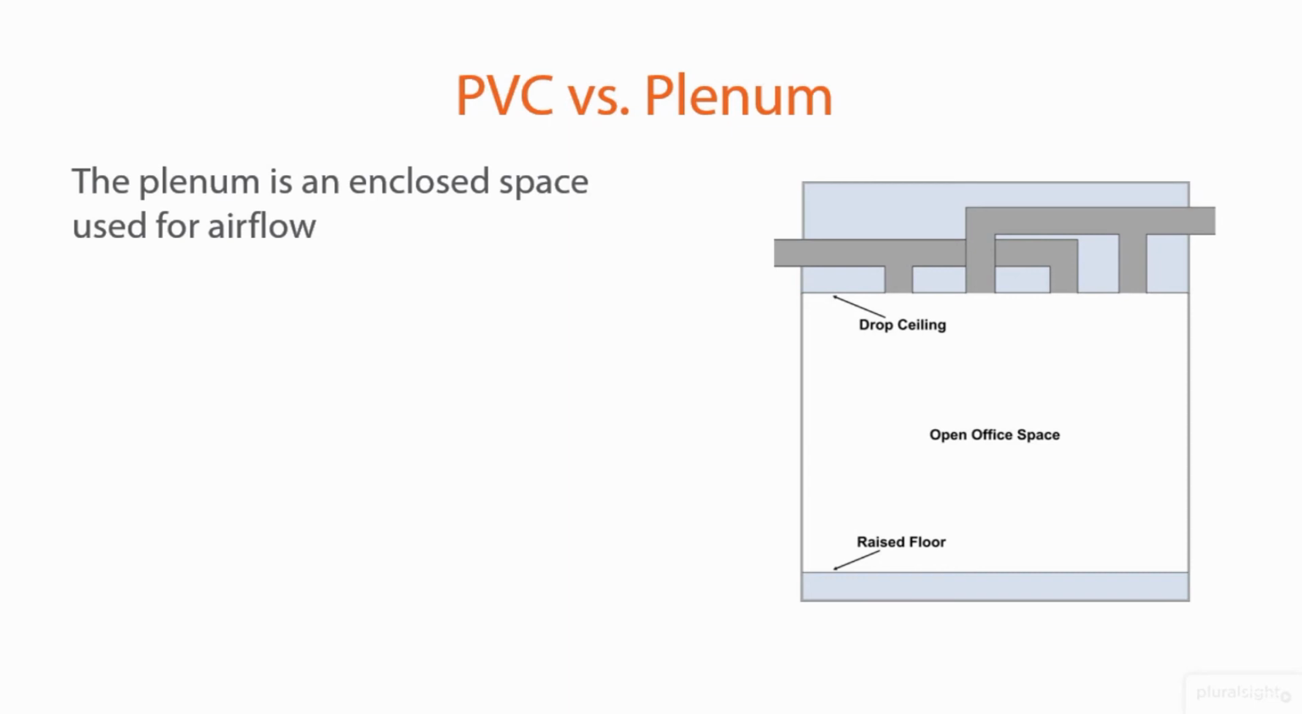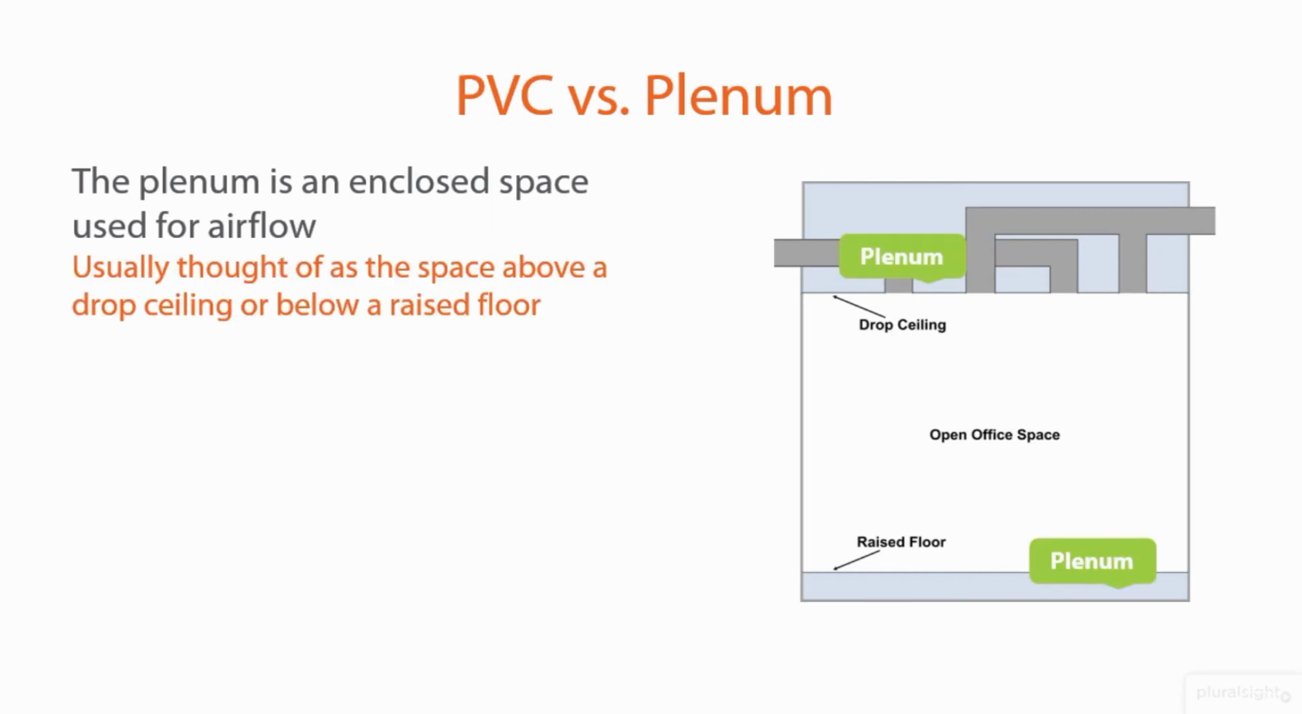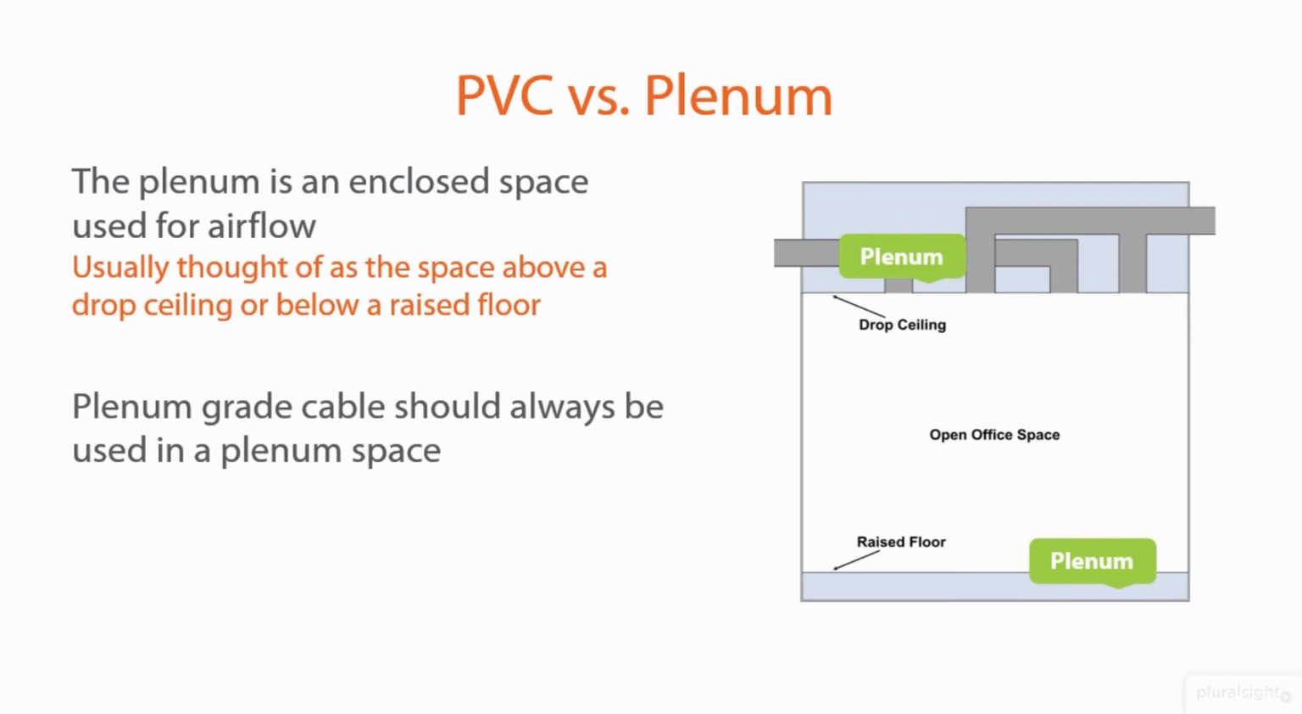A plenum is defined as an enclosed space used for airflow. In a building, your plenum space can be above a drop ceiling and/or below a raised floor. And the plenum space specifically many times requires plenum-grade cable, such that in the case of a fire, if that cable does burn, your air movement system, that's also what's happening in the plenum, remember, is not going to send toxic fumes throughout your entire office or potentially across your floor or in your entire building.